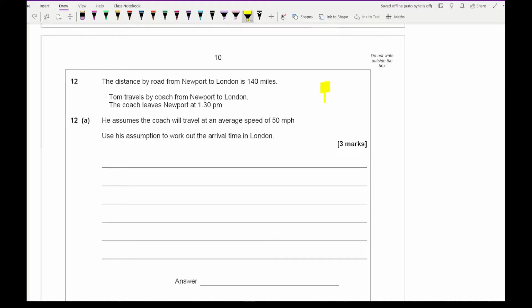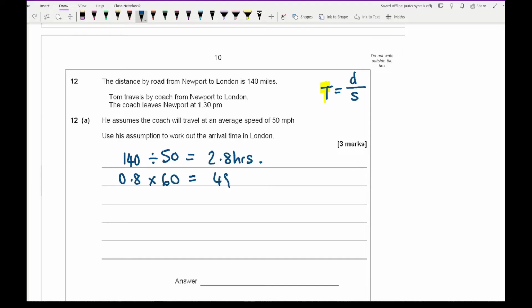So here we know that time equals distance divided by speed. So from this, what we want to work out is how long it's going to take to get from Newport to London. So we've got 140 miles divided by the speed, which is 50, and that comes up to an answer of 2.8 hours. Now 0.8 of an hour multiplied by 60 equals 48 minutes. So 2.8 hours equals 2 hours and 48 minutes.